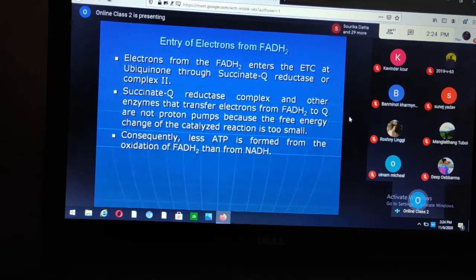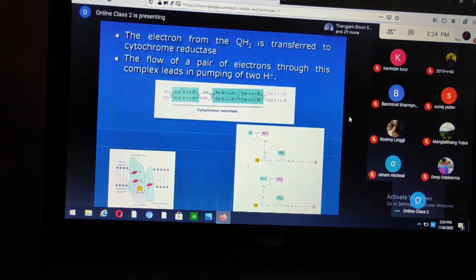So it doesn't pump the protons from the mitochondrial matrix to the intermembrane space because the free energy change of the catalyzed reaction is too small. When the energy release is too small, it cannot push out the protons. Consequently, less ATP is formed from the oxidation of the FADH2 than from the NADH. The electron from the reduced coenzyme Q, that is QH2, is transferred to cytochrome reductase, that is complex 3. The flow of a pair of electrons through this complex leads to pumping of 2 protons.